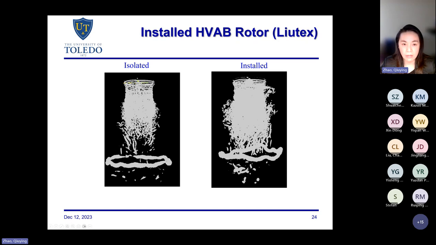For the isolated rotor, we can see a lot of details along the downwash region, and for the installed rotor, especially towards the tail of the fuselage, we can see some asymmetric vortex structures appearing in this flow region.